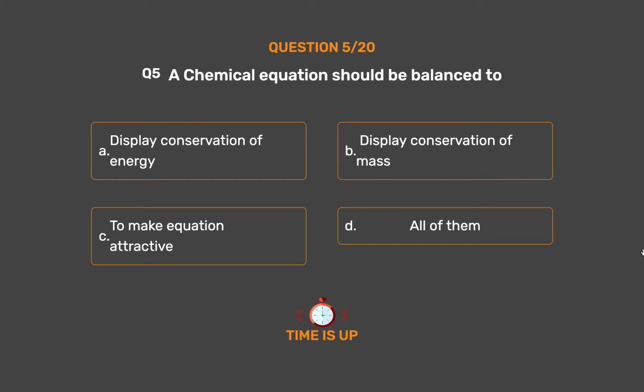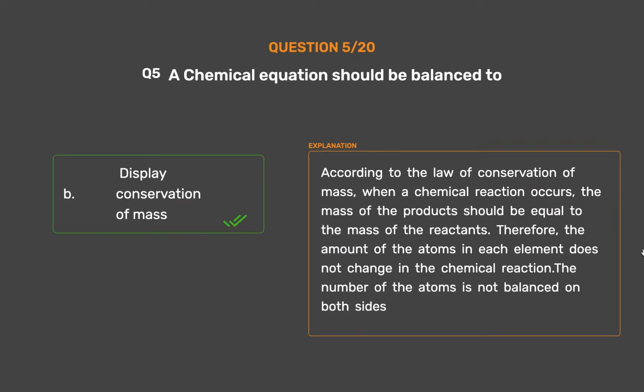The correct answer is Option B. Display conservation of mass. According to the law of conservation of mass, when a chemical reaction occurs, the mass of the products should be equal to the mass of the reactants. Therefore, the amount of the atoms in each element does not change in the chemical reaction. The number of the atoms is not balanced on both sides.